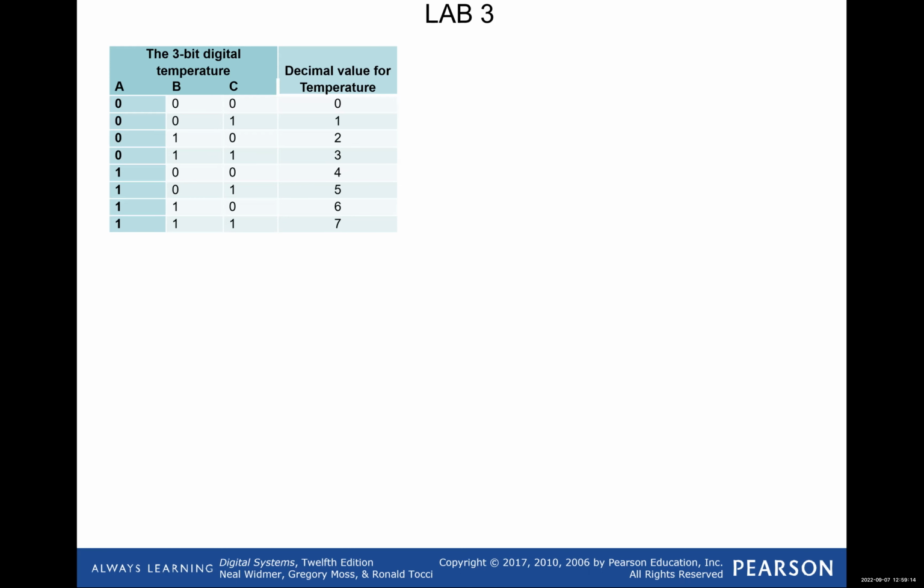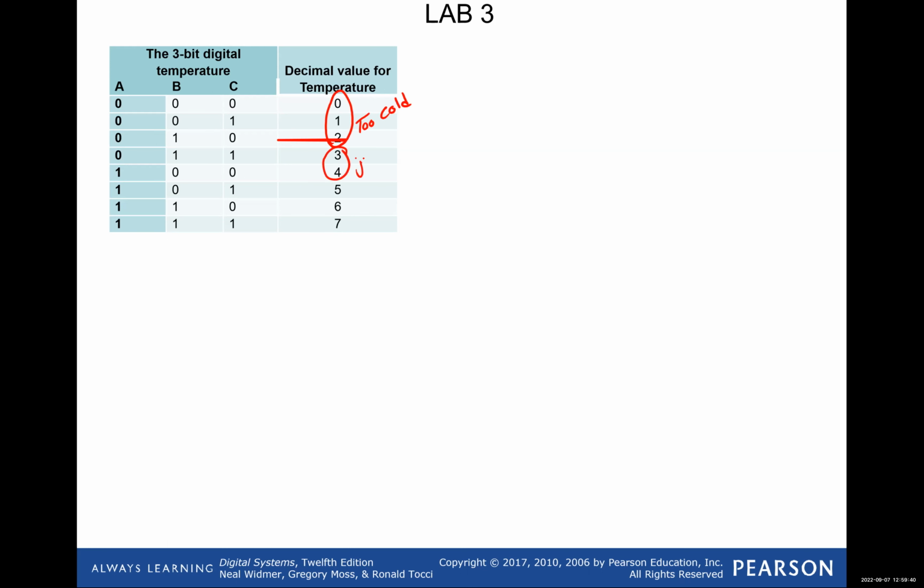Now it's telling me that if the decimal value is 0, 1, or 2, then my indicator of the too cold will be on. If it's 3 or 4, my indicator of the just right will be on. And if it's 5, 6, or 7, my indicator for the too hot will be on. So for these 3, it's going to be indicating that it is too cold whenever my temperature falls in that range.